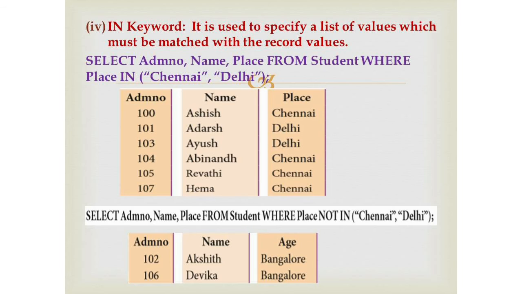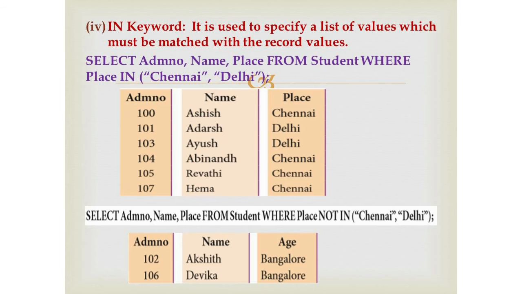Okay, it's similar to OR condition. In OR condition, if either one of the two conditions is true, your result will be true, right? Either this or that. In the same way, the in keyword is also used to specify a list of values which must be matched with the record values. For example, you can see select admission number, name, place, 3 columns from student. Student is the name of the table. Where? After the where clause, we are going to check in the place column.